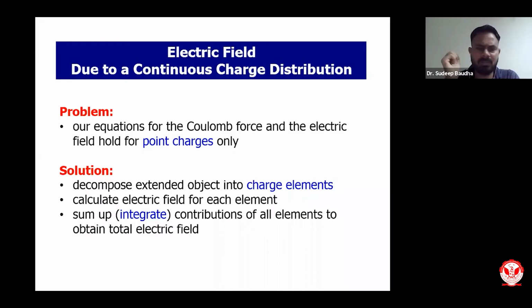Generated by that particular object. So this is what we are going to do. Any geometry, it can be a line, volume, or a surface. We will try to discretize or decompose that particular geometry into small segments, and then those small segments can be treated as point charges, and then we can sum up the overall effect of all those point charges, and we can find out the total electric field generated by the entire object.